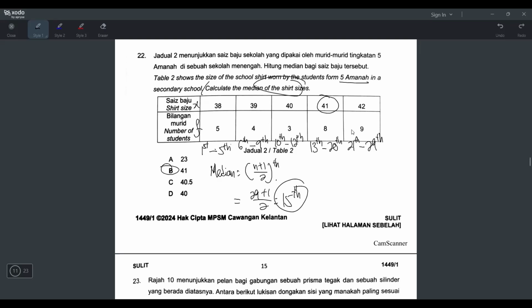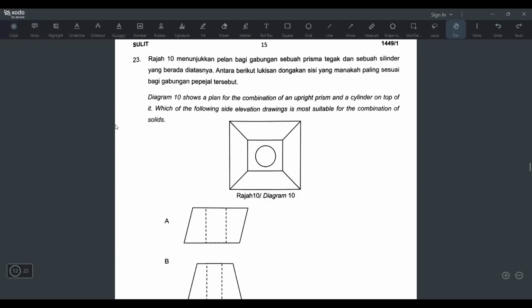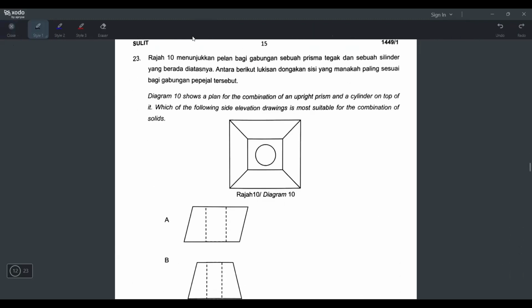So what is the 15 number? 41. So the answer is B, boy. Because why 41? Because from 13 number to 20th number, all the value is 41. So the 15 number is 41 lah. So 22, the answer is B, boy. Okay, so I hope you understand. Okay, let's continue with 23 now.